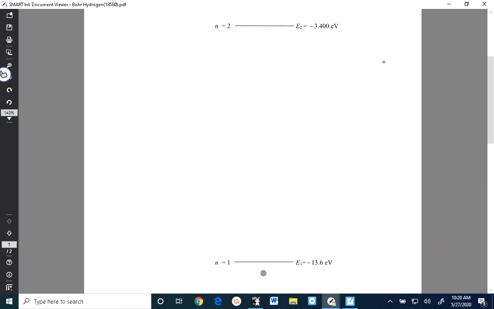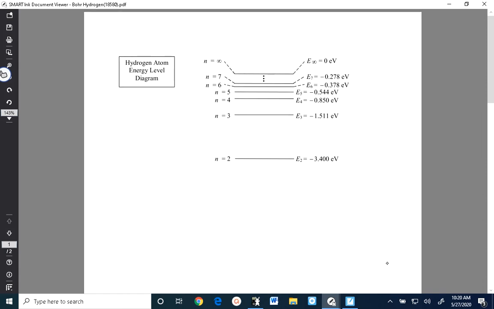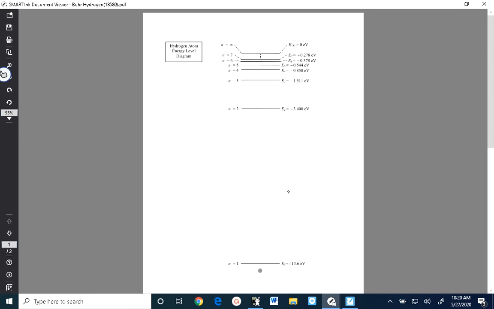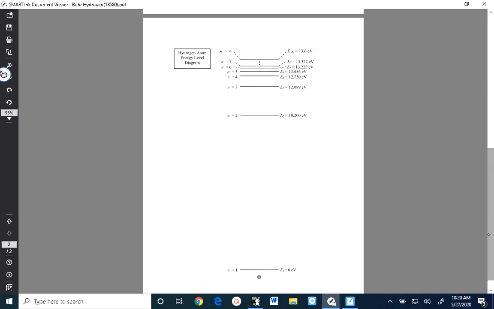Now, why do I have 2 pages? If you take a look at the values, E1 on page 1 of this handout is negative 13.6. Now take a look at E infinity. It's 0. So how many electron volts would I have to add to negative 13.6 to get 0? The answer is 13.6. For me to go from the first to the infinite energy level would require adding 13.6 eV. Now, on the second page, the numbers are different. But the bottom number now is 0 and the top number is 13.6.